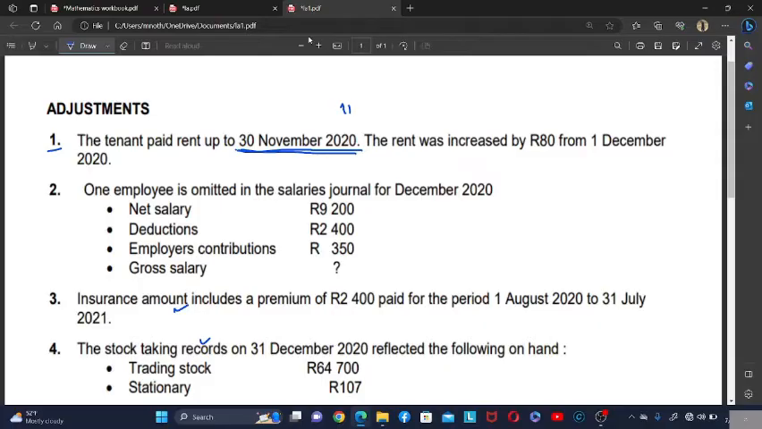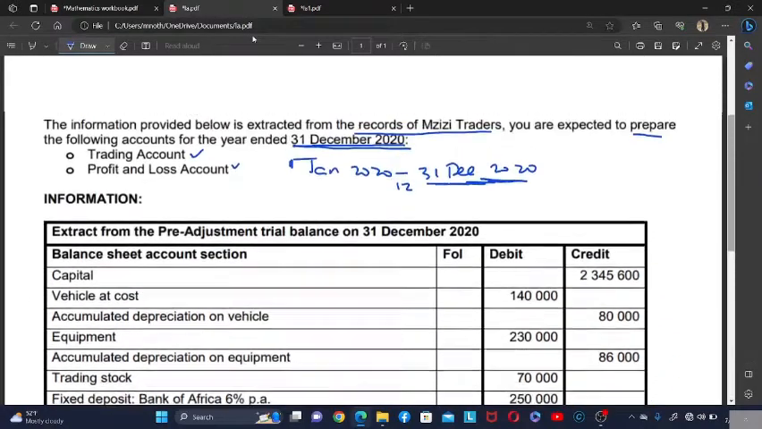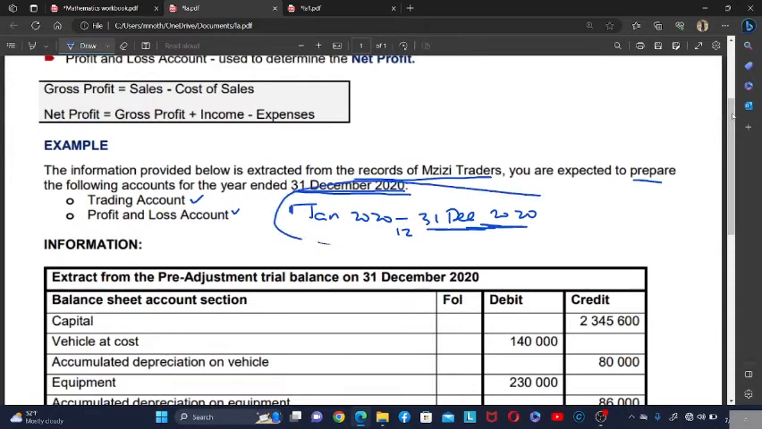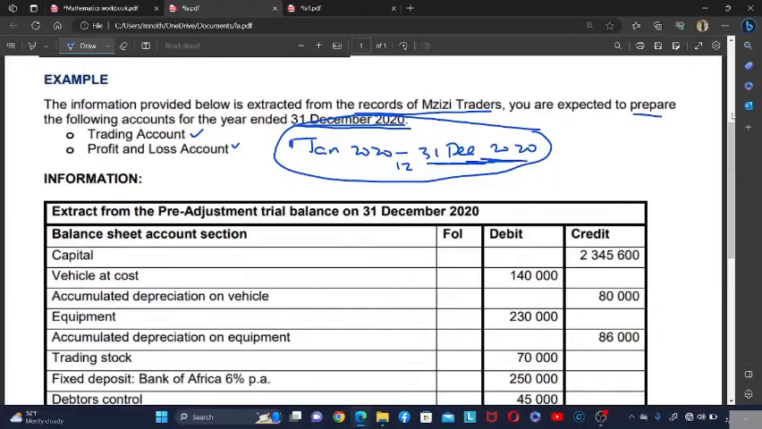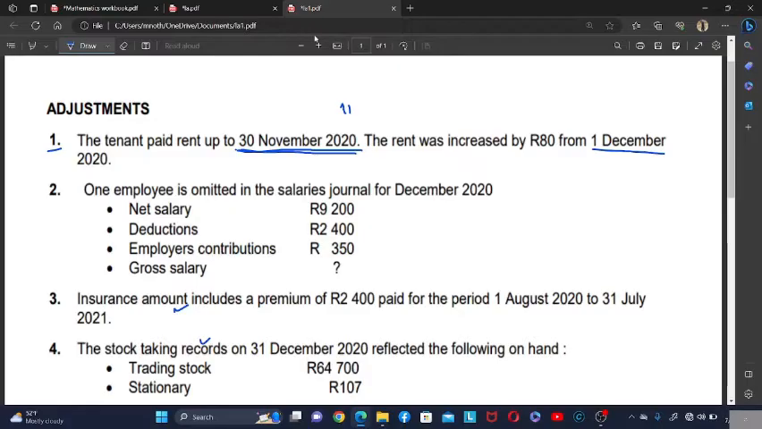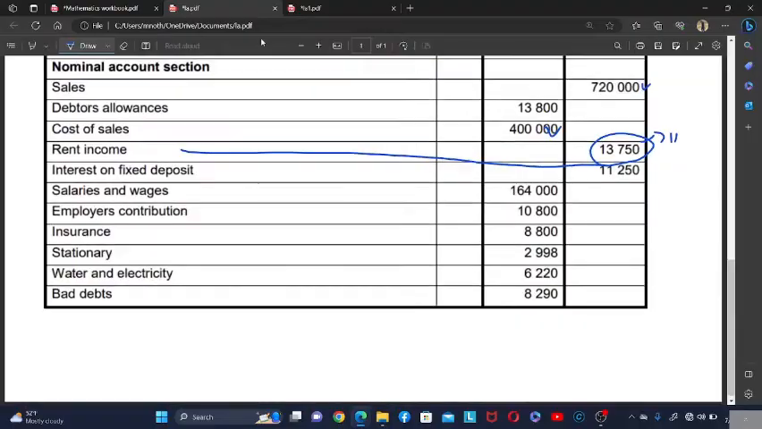So this rent income of December belongs in this year, right? It belongs in this year, which is the current year right now. But then it was not received. But we know that it must be recorded even if it was not received. Okay, so we're going to take the rent income, which is 13,750. We want to know how much the rent income per month is.